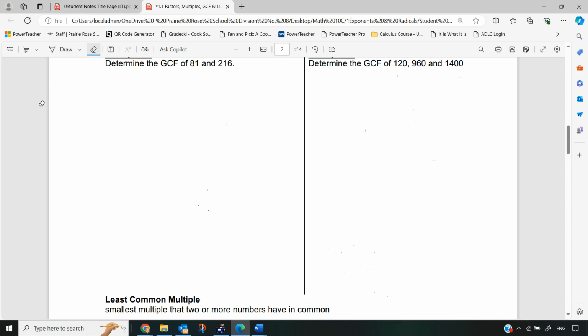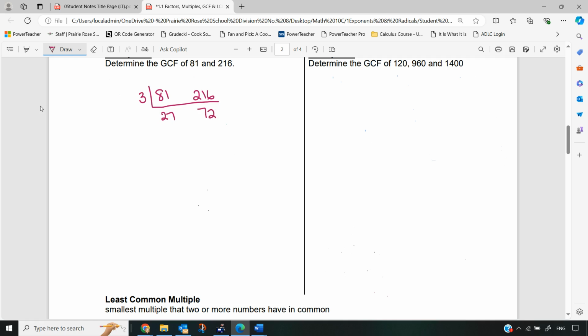All right, so let's take a look at the alternative method. What we're going to do is have 81 and 216, and I'm going to write them side by side. When we do our upside down birthday cake this time, we're asking ourselves, what's a number that goes into both 81 and 216? Well, 81's not even, so I'm not going to start with a 2, but if I check, both of these are divisible by 3. So 81 divided by 3 is 27, and 216 divided by 3 is 72.